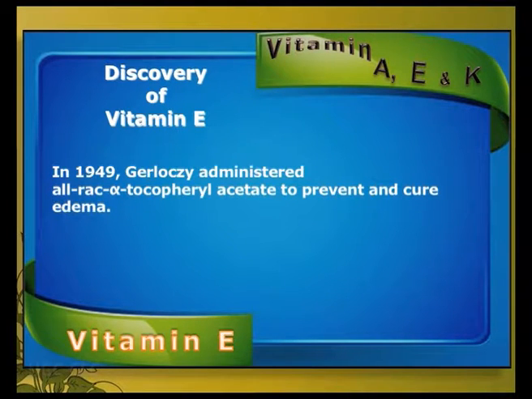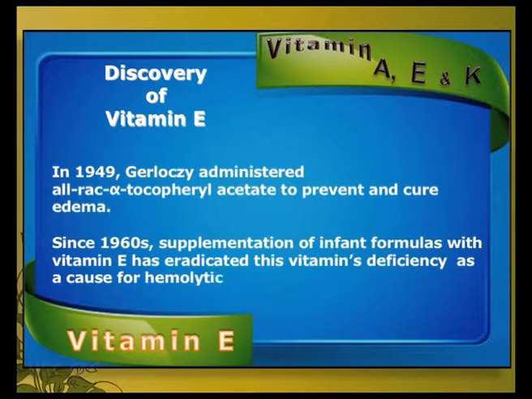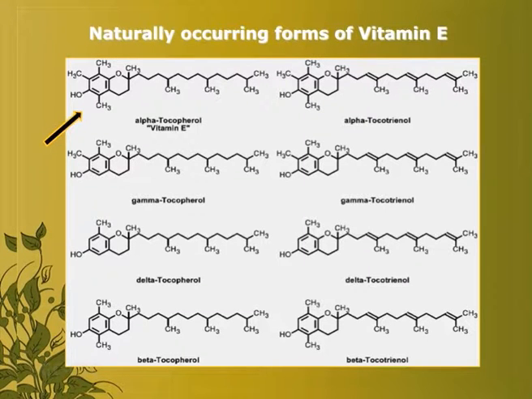In 1949, Jarlozzi administered all-rac tocopherol acetate to prevent and cure edema. And since then, from the 1960s, supplementation of infant formulas with vitamin E for newborns became a routine practice in almost all parts of the globe to prevent hemolytic anemia. Structurally, vitamin E has 8 vitamers. These are named the alpha, beta, gamma and delta tocopherol and alpha, beta, gamma and delta tocotrienols, of which alpha tocopherol is physiologically most important.